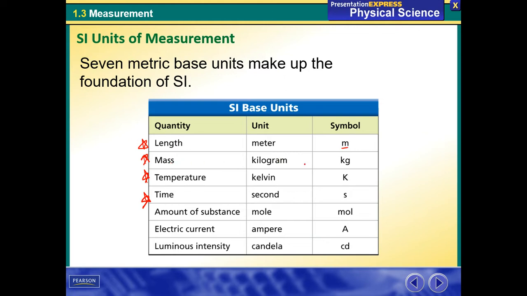Mass is kilogram, abbreviated kg. Temperature, which we're going to learn about in the next lesson, is Kelvin, which is a capital K. And then time, which is second, which is an s, or you can say sec. Those are the 4 you're going to be familiar with. If you decide to take chemistry, you'll learn about the mole and ampere and candela. These are usually talked about in a physics class.